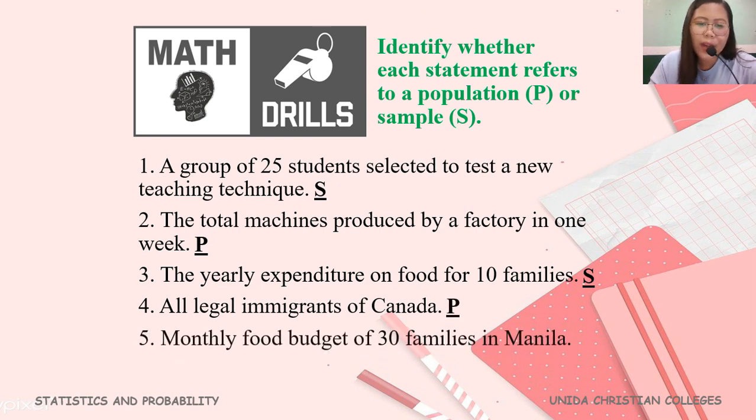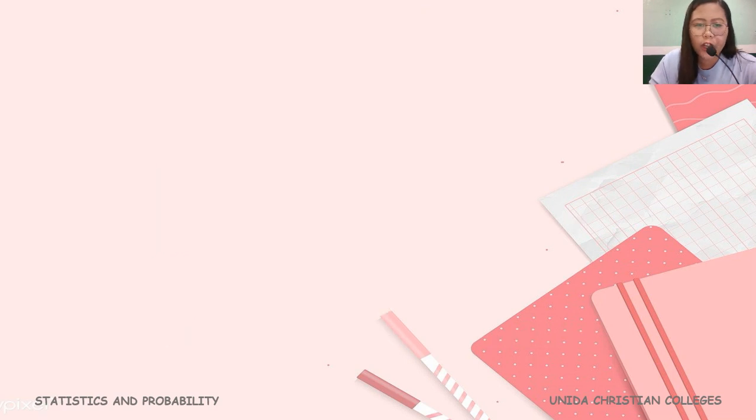And last one, monthly food budget of 30 families in Manila. So same, naging specific siya sa number of families. That's why it is a sample. Again, when we say population, it is the totality and buo, kabuuan. And when we say sample, it is the subset of the population. Meaning, ito na yung mga napili o mga na-select natin out doon sa ating population.